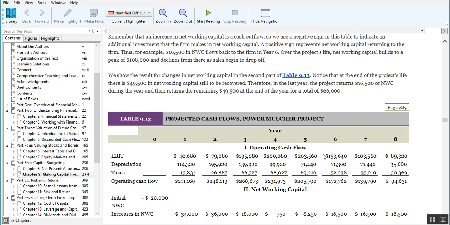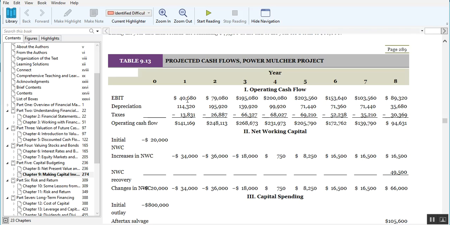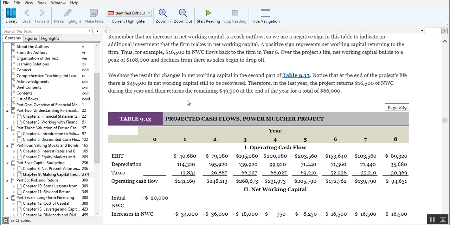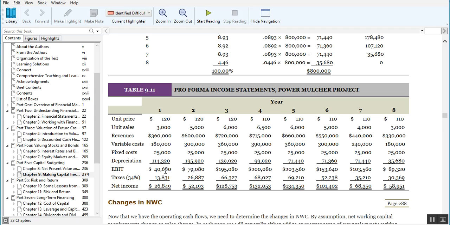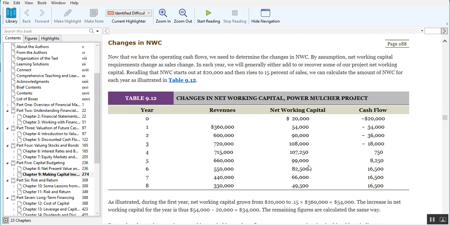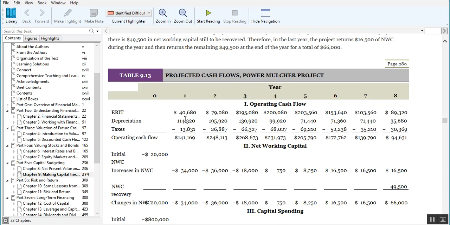So how does our projected cash flow look for this? Well, we start with the earnings before interest and taxes in each of these years. We calculated that up here. And so we're going to go from these earnings before interest and taxes, EBIT, and we're going to take that and calculate how much cash flow we have by adding back depreciation and subtracting out taxes. You see the operating cash flows here, and then we're going to show the cash flow related to net working capital.